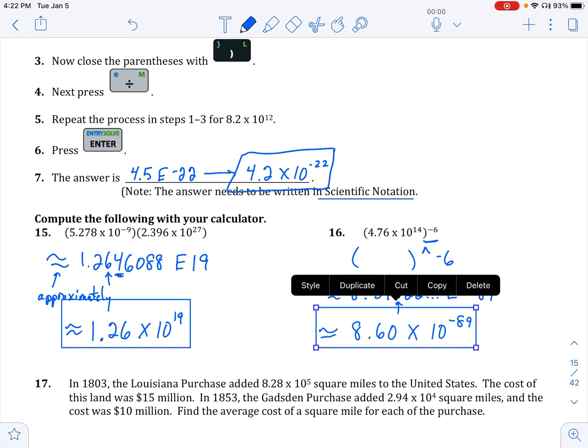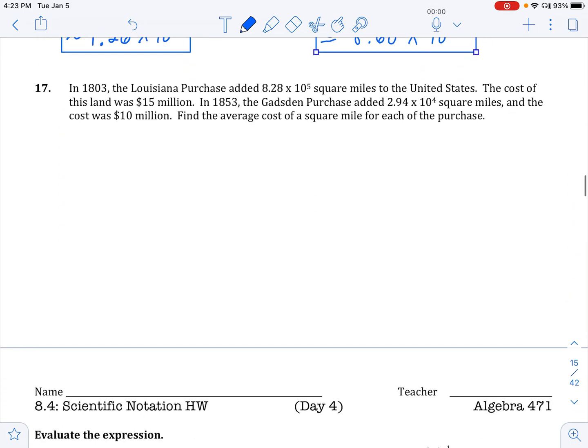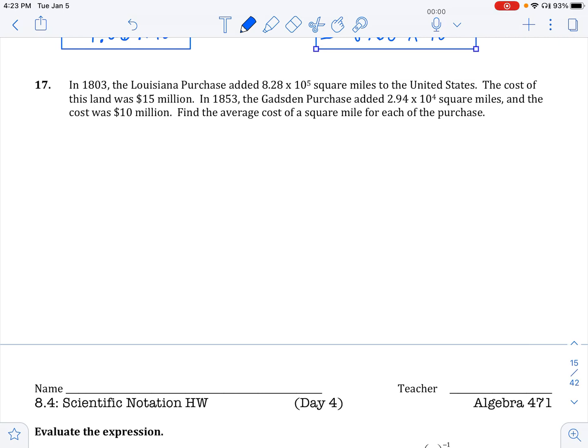And we get the answer here is approximately 8.60 times 10 to the negative 89. All right, the last problem here, we can read it, and I'm going to write some notes here at the bottom.